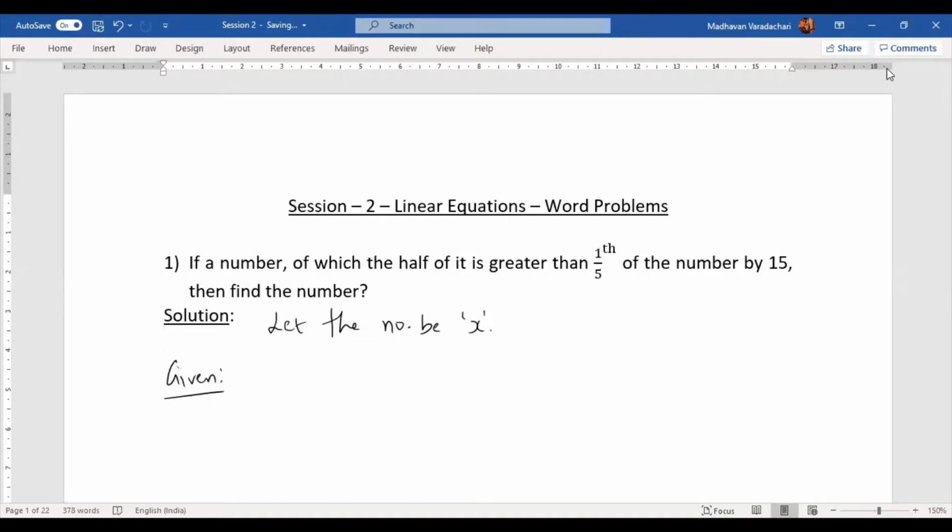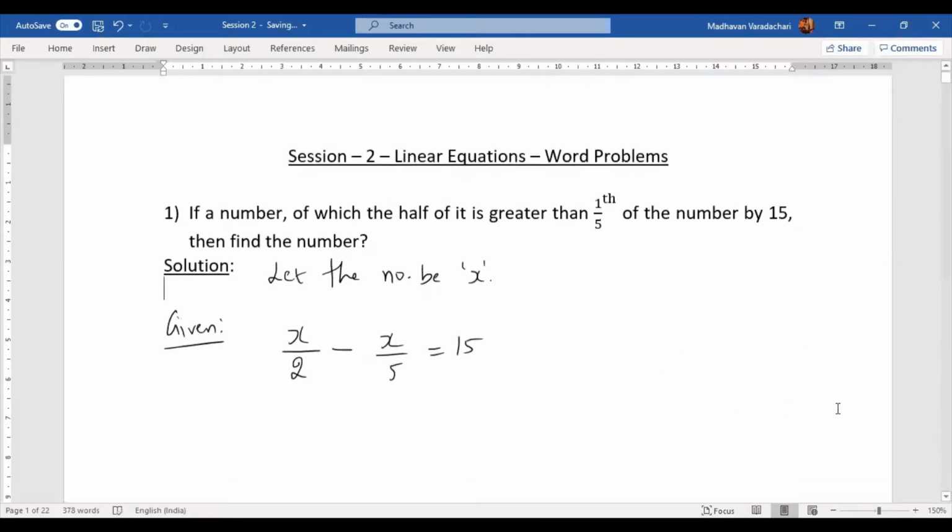Half of that number, that is x by 2, is greater than 1/5 of the number by 15. Means it is greater, so definitely this is larger. X by 2 is larger. 1/5 of that number means x by 5. That gives you 15.